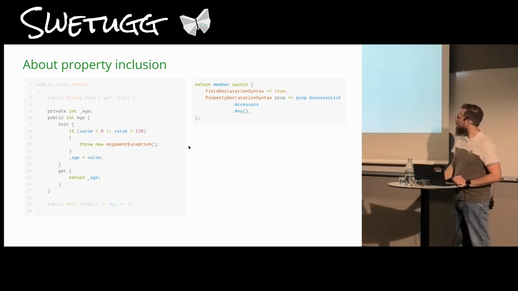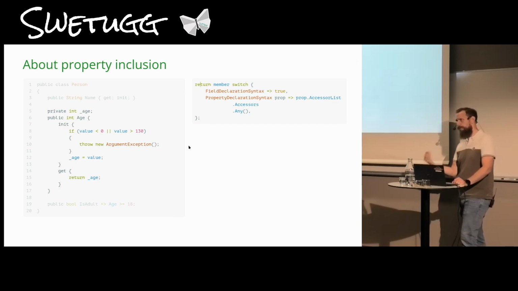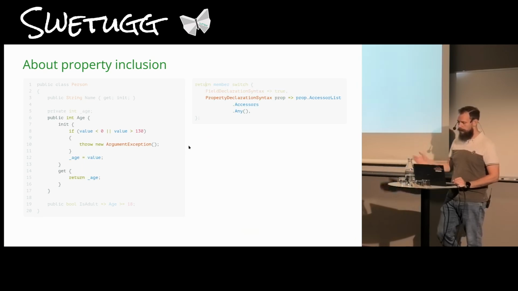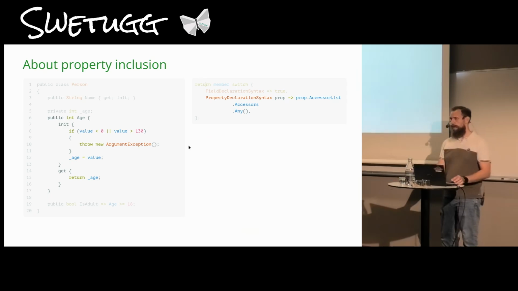If we move on to here, we have our field, and then we have two accessors with bodies. And we don't want to include them. So in this case, the field is always included. We want that. We don't want these. But this will include them because we have accessors, right? So we need to check if the body is null or not.